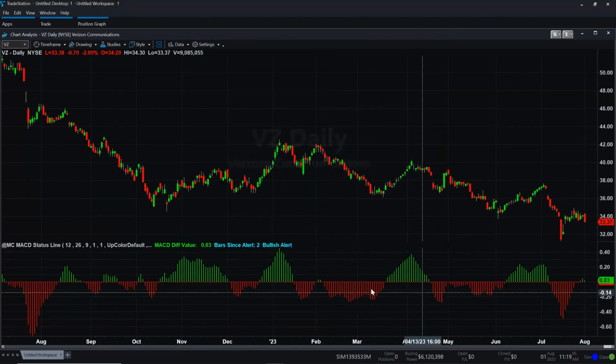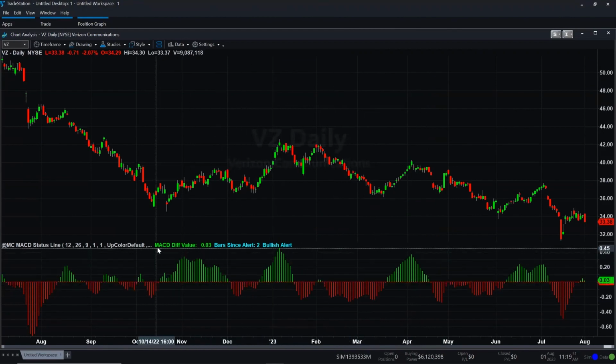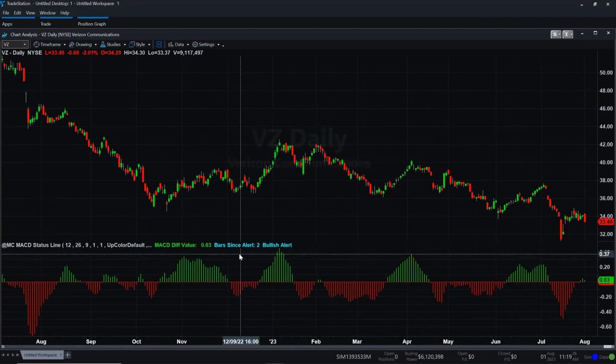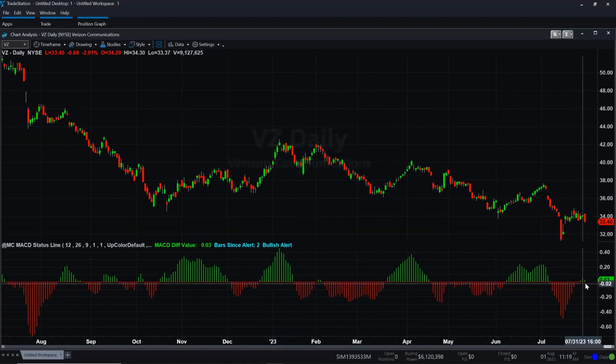So now we have the same histogram we were looking at, but the additional information that I was talking about is right here in the status line. For example, it tells you the difference value at the moment, 0.03. So this value is what you see on the scale right here on the right-hand side. But it also tells you what mode the MACD is at the present moment. You can see that it's cyan and there's a bullish mode. I wouldn't call it a bullish alert because it's been bullish for the past 3 bars.